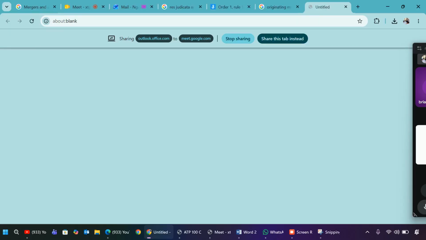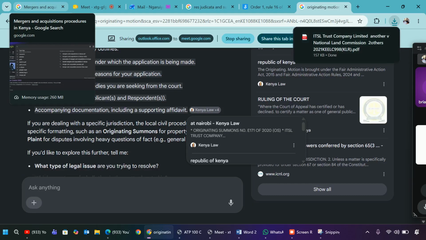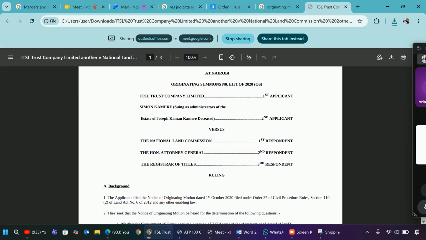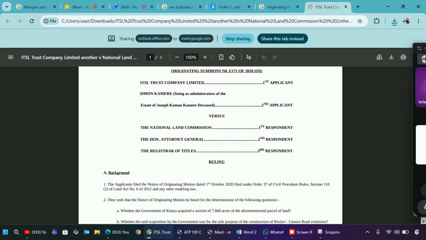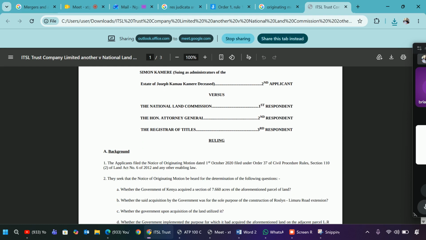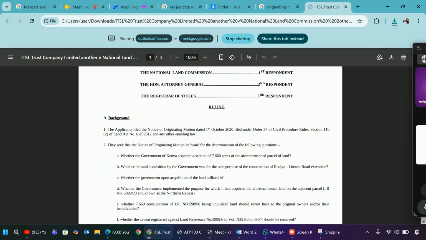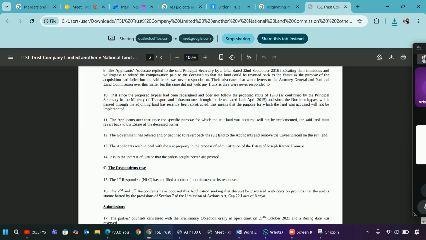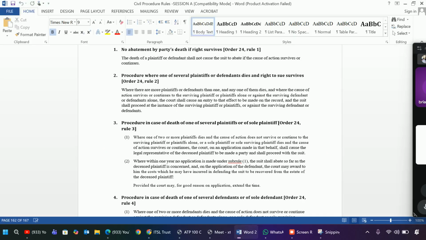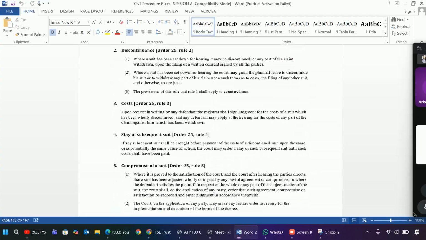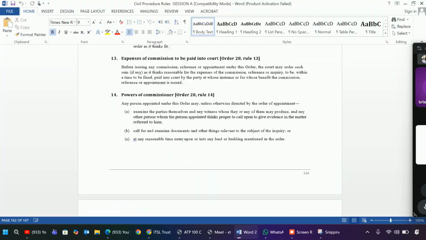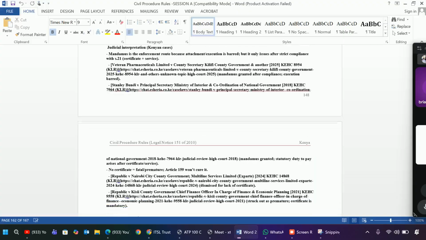Let me read Kenya Law. There is a decision. Let us see whether it has addressed the same. A 2022 decision. The applicants filed the notice of originating motion under Order 37 of the Civil Procedure Rules. So let us read Order 37 of the Civil Procedure Rules. How does it answer our question?